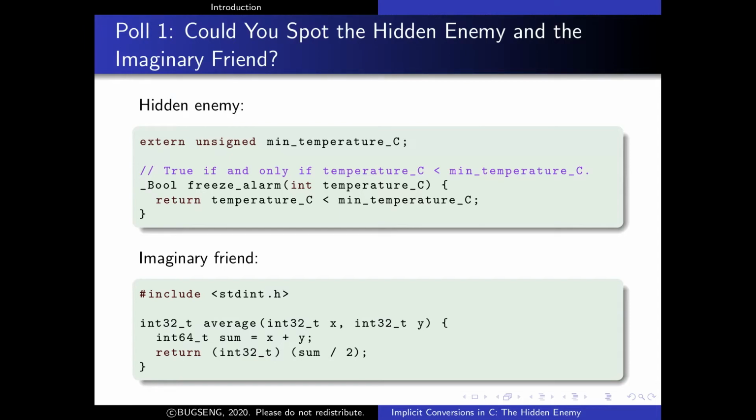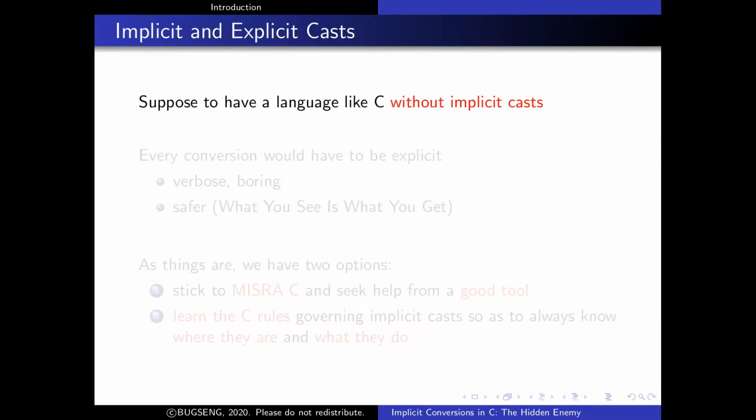Okay, let's go with the poll. So could you spot the hidden enemy and the imaginary friend? Okay, so 41%, yes, both of them. Well done. 35% only the hidden enemy, 9% only the imaginary friend, and 5% none of them. Good. So we will explain these examples in detail through this webinar.